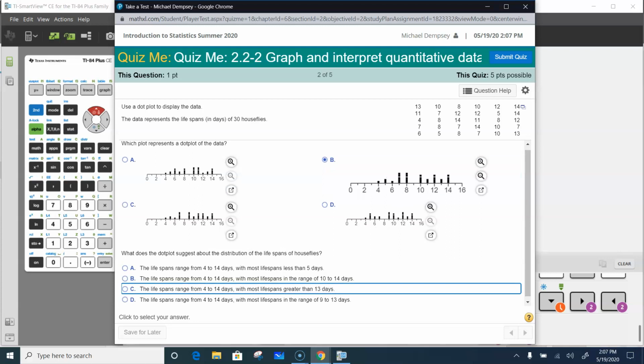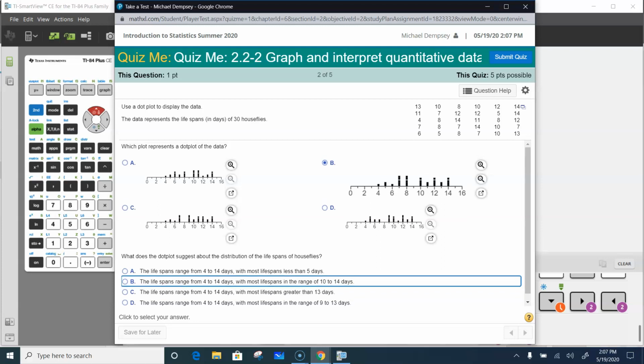So what does the dot plot suggest about the distribution of lifespan of houseflies? So we'll look at these. The lifespans range from 4 to 14 days, with most lifespans less than 5 days. That's not true. Most lifespans range 10 to 14. That sounds a little bit more accurate. The lifespans range from 4 to 14, with most greater than 13. That doesn't seem true. B seems to be the most true.